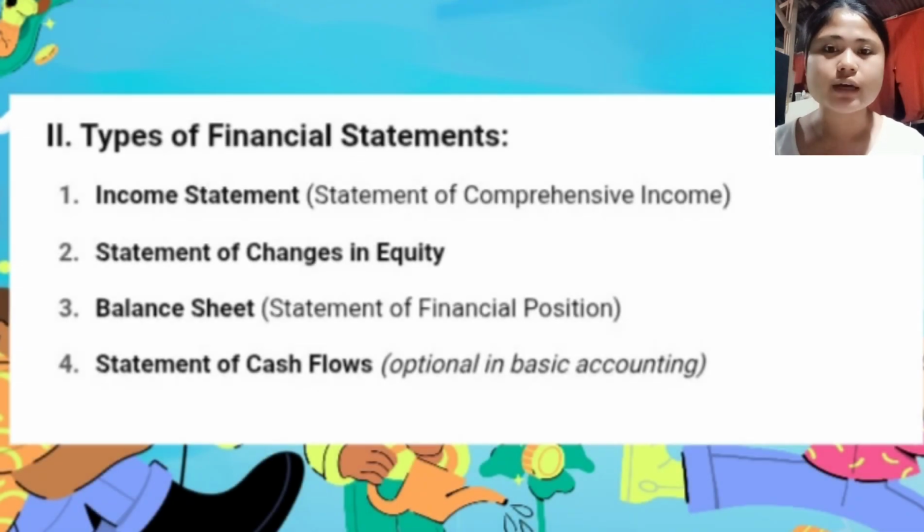So, there are types of financial statement. First is income statement. Tira to nimo makita ng revenue o ang expenses. Second is statement of changes in equity. The third one is the balance sheet. Tira to nimo makita ng assets, liabilities, katong capital, drawings, o and others. The fourth one is the cash flow.